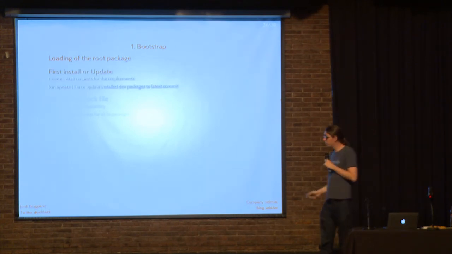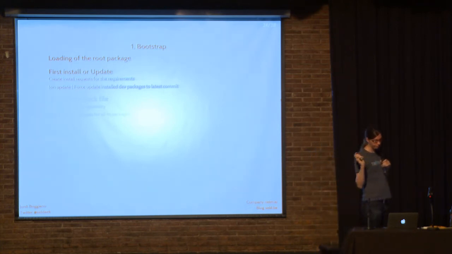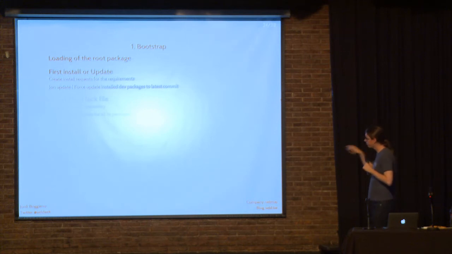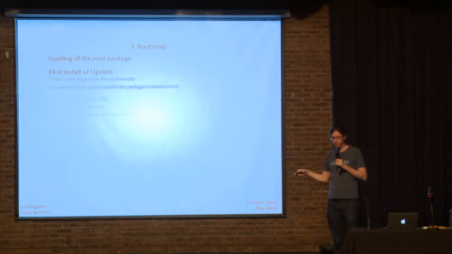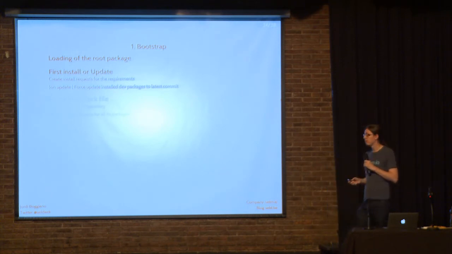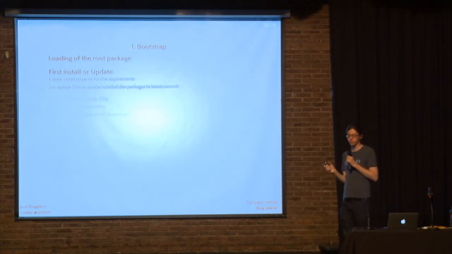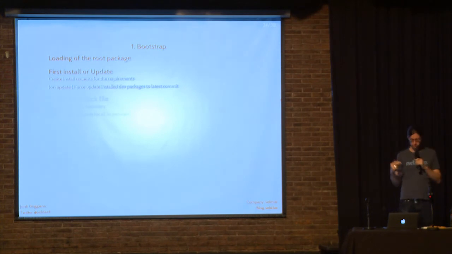So on the first install or when you update, it means on the first install you don't have a lock file yet, so it acts as an update. It will just read the require blocks, the require-dev stuff, and create a set of installation requests for those packages with the version constraints you have.